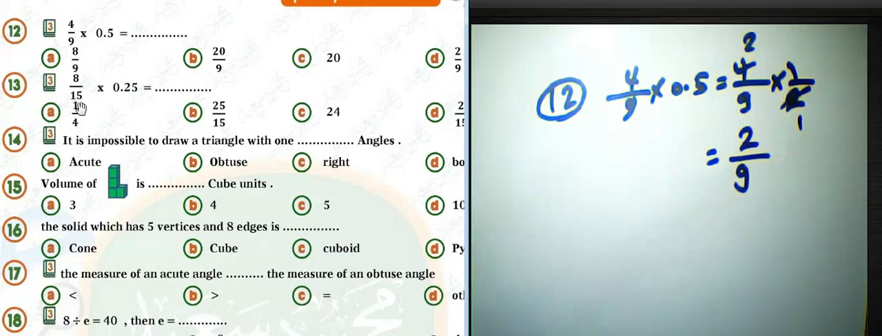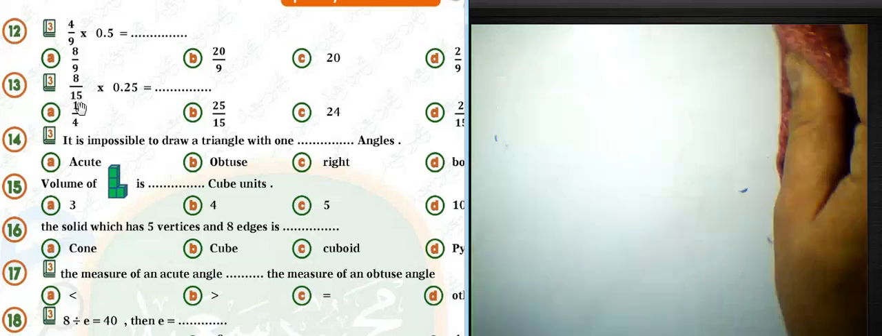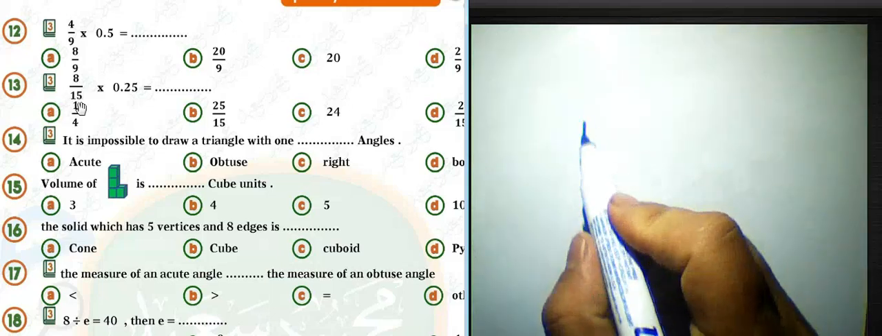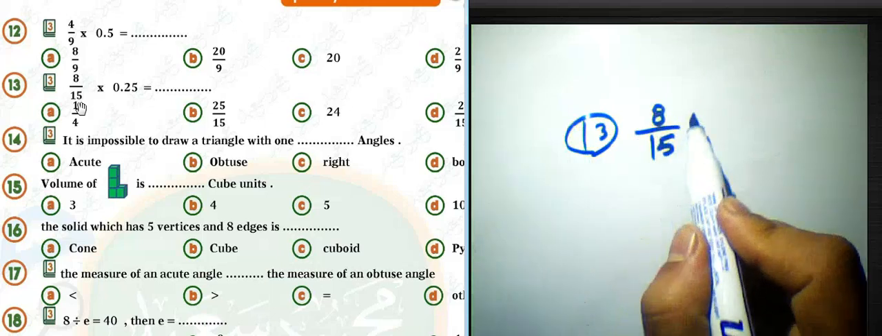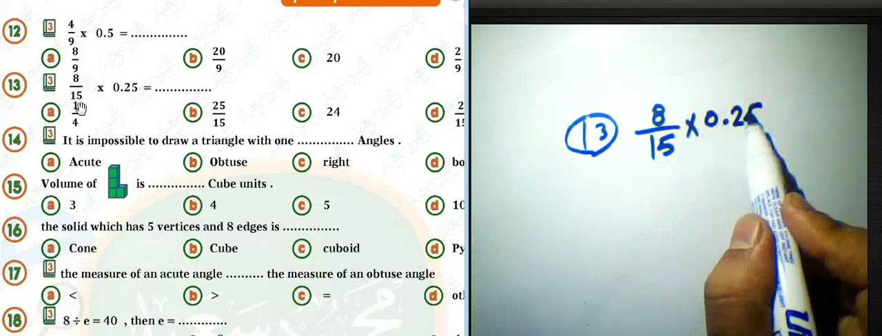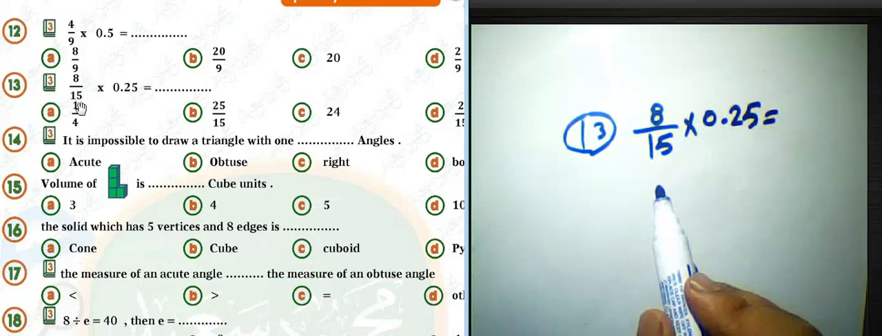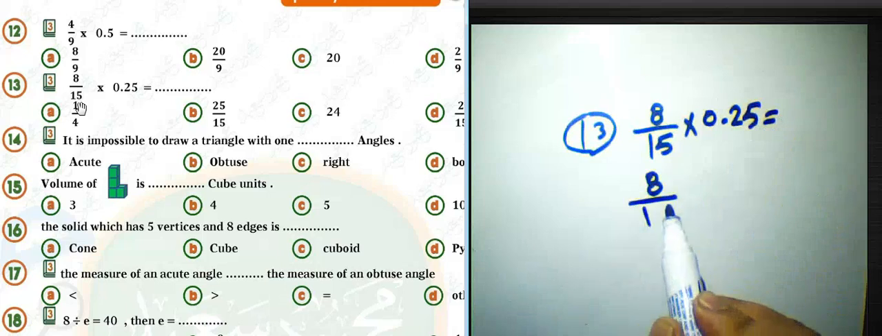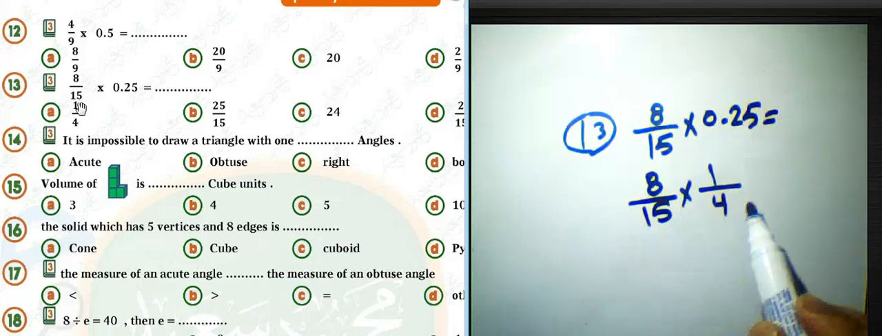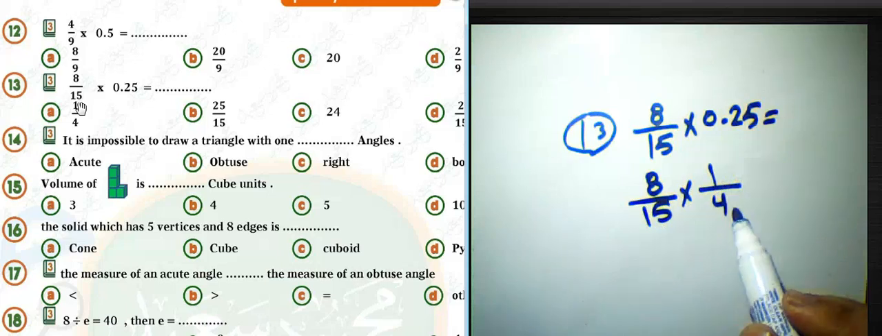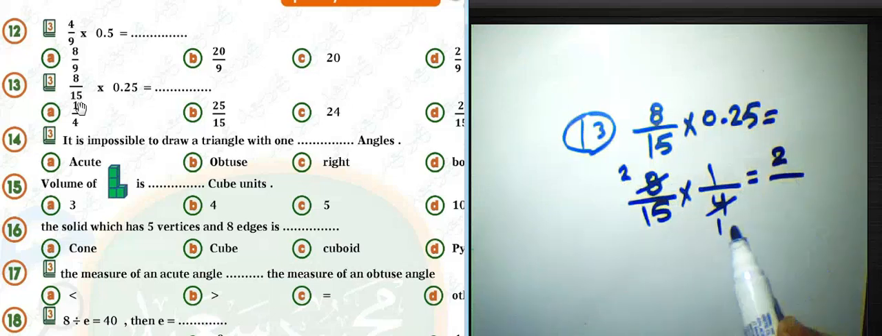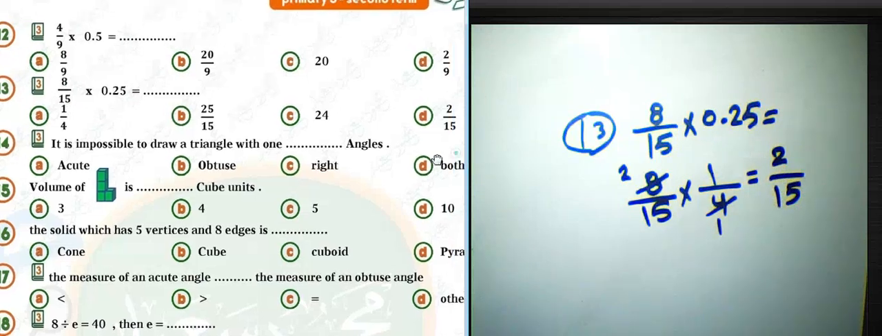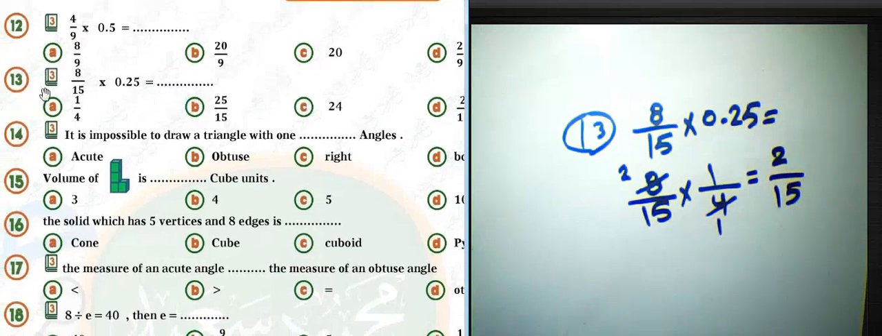Question number 13. 8 over 15 multiplied by 0.25. Here we can find the result by multiplication. We know 0.25 equals one fourth. 4 divided by 4 equals 1. 8 divided by 4 equals 2. 1 times 2 equals 2 and 1 times 15 equals 15. The result will be 2 over 15. Choose letter D about question number 13.